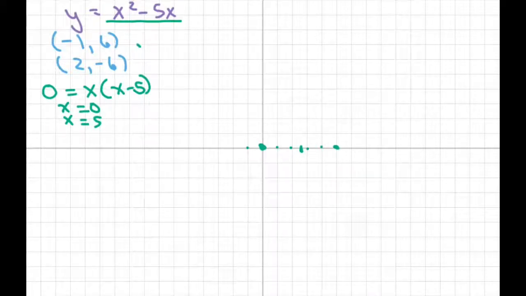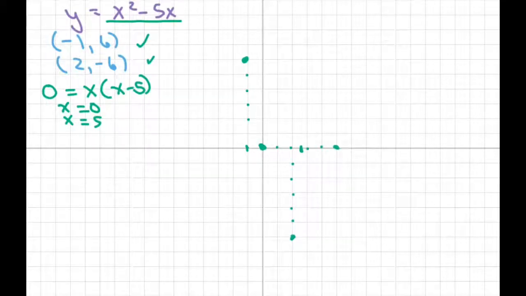Let's go ahead and plot these 2 points. So -1 maps to 6. 1, 2, 3, 4, 5, 6. And 2 maps to -6. 1, 2, 3, 4, 5, 6.